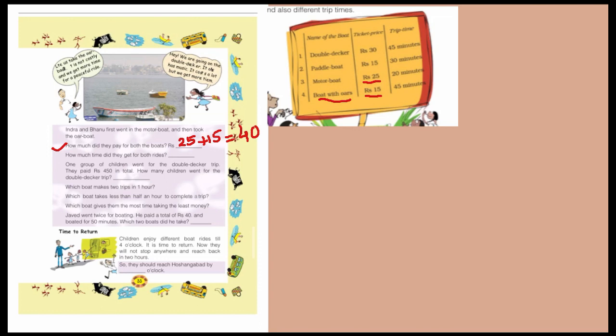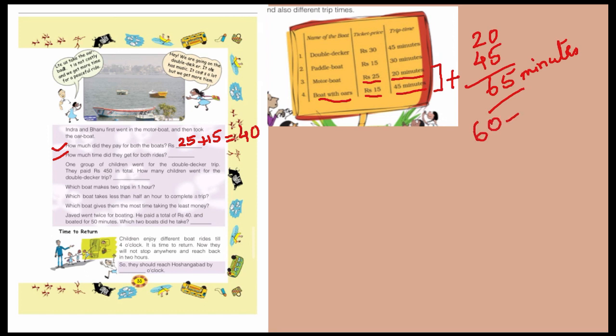How much time did they get for both the rides? Now the timings are given here: 20 minutes and 45 minutes. Now you have to add these two. You will add 20 and 45. So it becomes 65 minutes. Now 65 minutes, we know how many minutes in 1 hour? 60 minutes. So 60 plus 5 is 65. So it took 1 hour and 5 minutes.